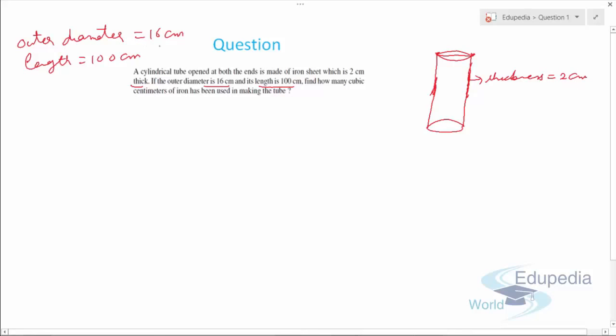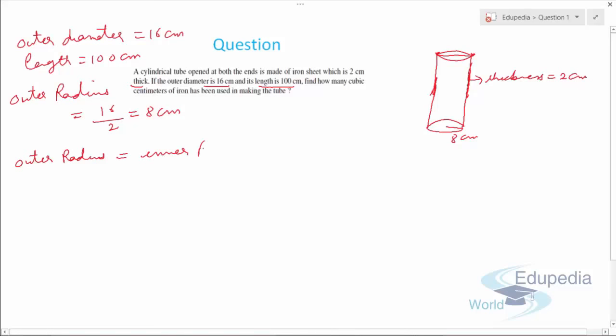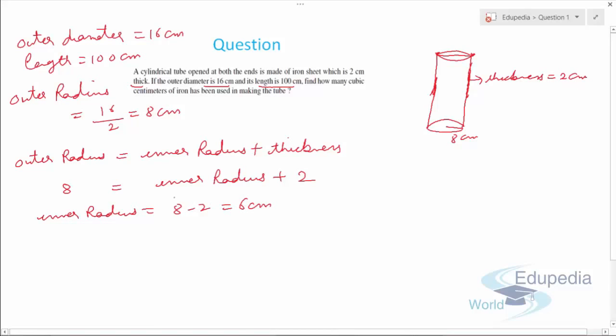The outer diameter is 16 cm, so the outer radius, which is half the diameter, will be 8 cm. From here to here, the outer radius is 8 cm, which includes the thickness. So outer radius equals inner radius plus thickness. The outer radius is 8, the inner radius we need to find, plus the thickness is 2. So the inner radius is 8 minus 2, which is 6 cm. Now we have the inner radius and the outer radius. Let's see how we can find the volume.